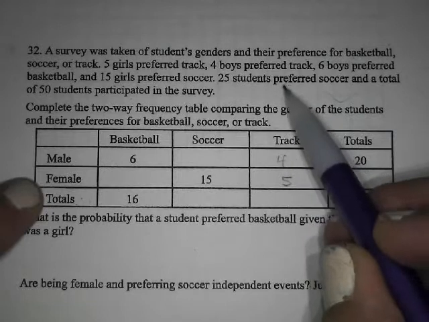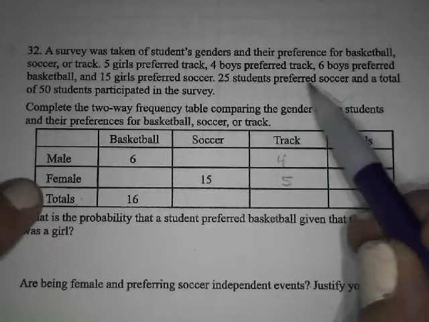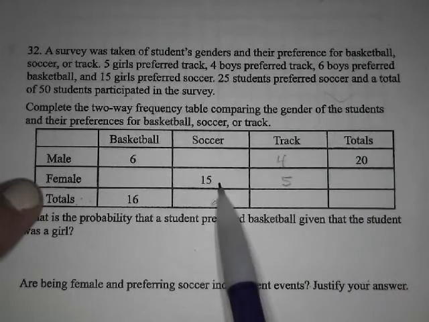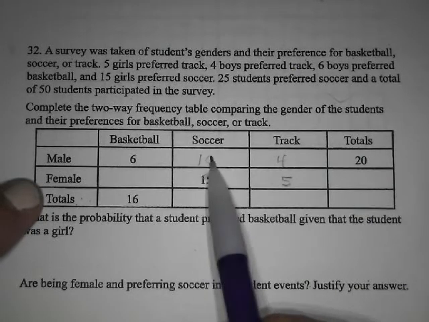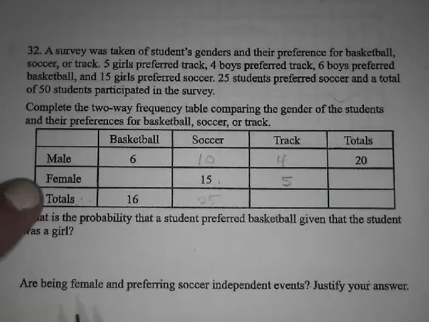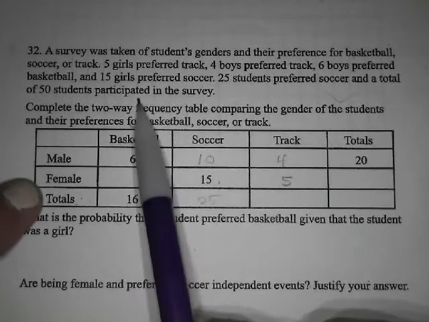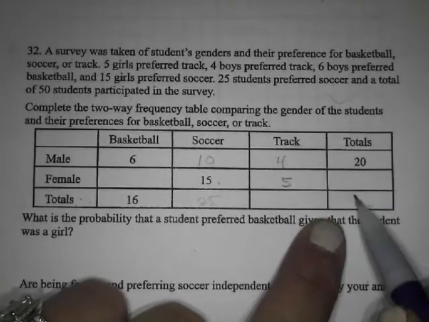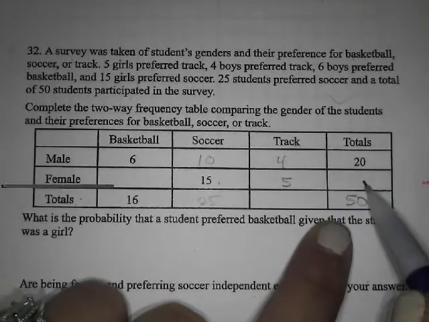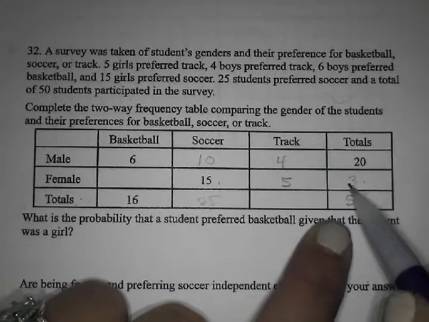25 students preferred soccer. So that's 25 students overall. We already have 15. How much is here? 10. That gives us our 25 total. And a total of 50 students participated in the survey. So if this needs to be a 50 overall, what's this? 30. And then it's sort of a domino effect.